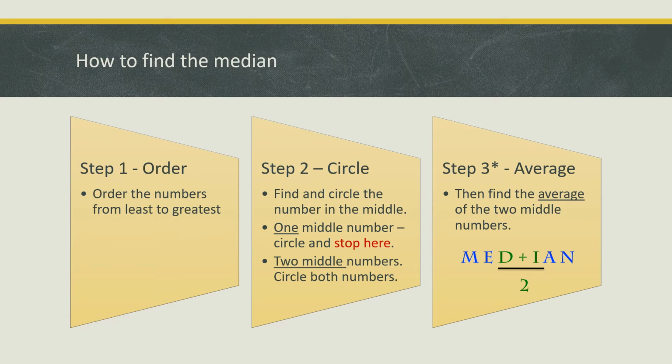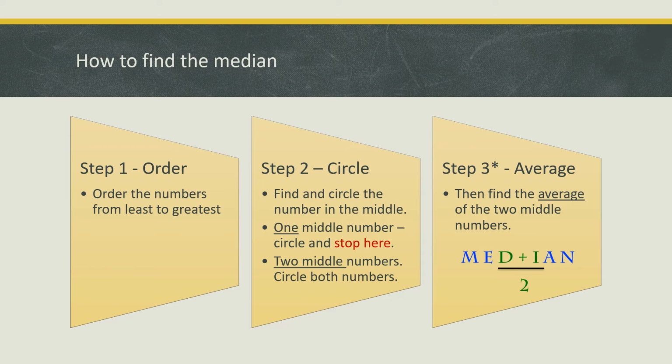So let's talk about some steps to help you find the median. Step 1 is order. This is extremely important because if you're trying to find the middle number and you don't put them in the right order, you won't find the right middle number. Smallest to greatest: smallest numbers first, biggest numbers last. Step 2, circle. You want to find and circle the number in the middle. I find it helpful to cross out numbers as I'm working my way inwards. If you only have one middle number, you're done. Stop there. You only have to do 2 steps: put them in order and find the middle number.